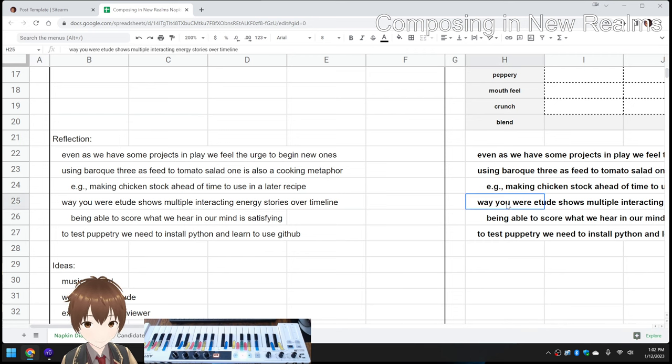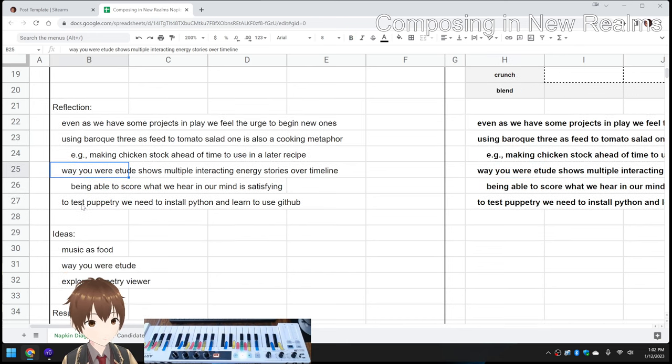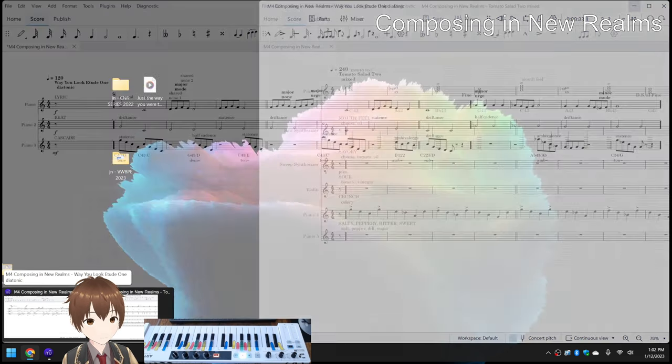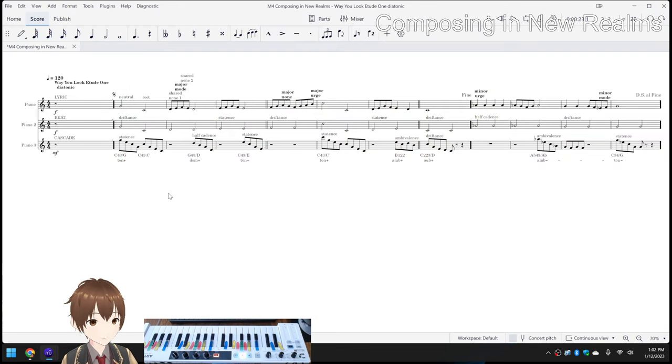For example, a lot of times you make chicken stock ahead of time as a feed stock into a new cooking thing. And then we worked on something called the way you were etude, which an etude is a study. So we're going to show you the etude, which looks like this. It's a famous song, you'll recognize it, and it goes like this.